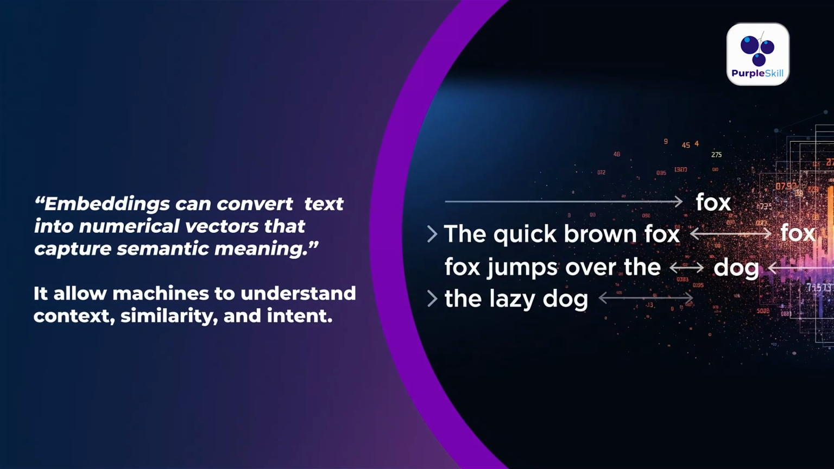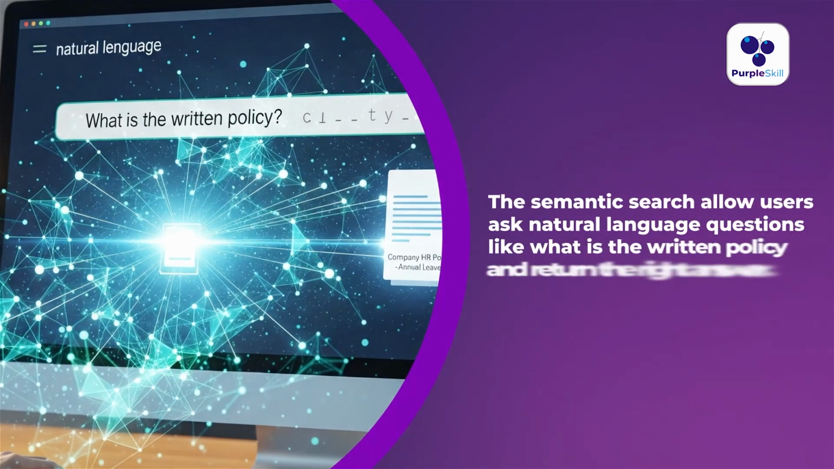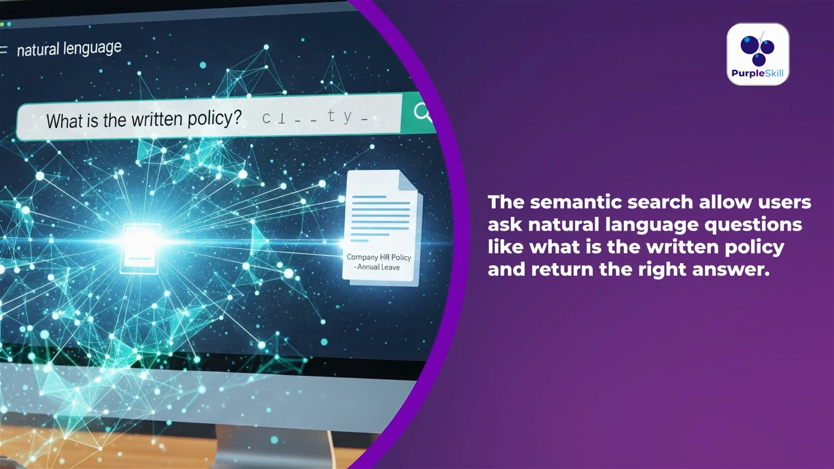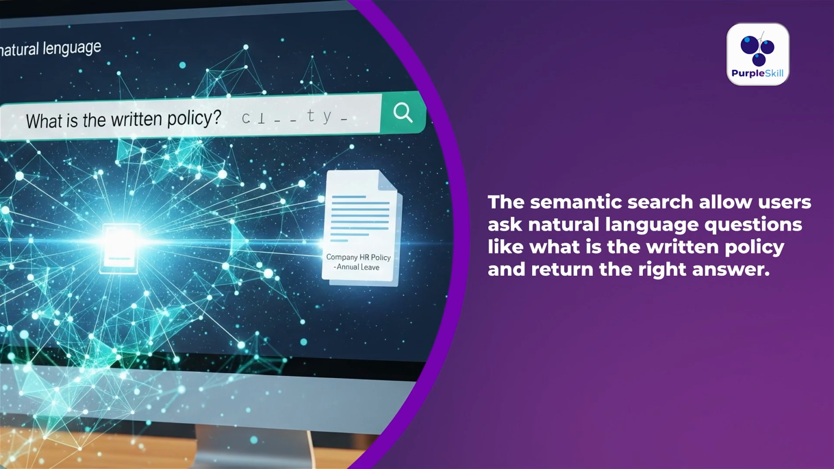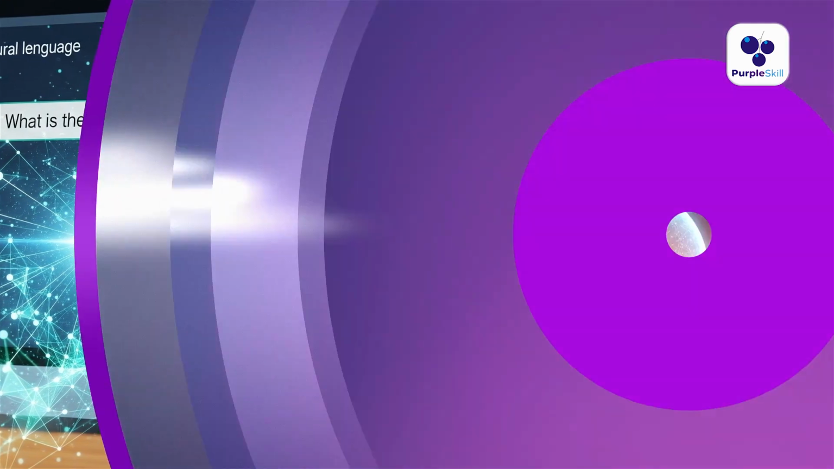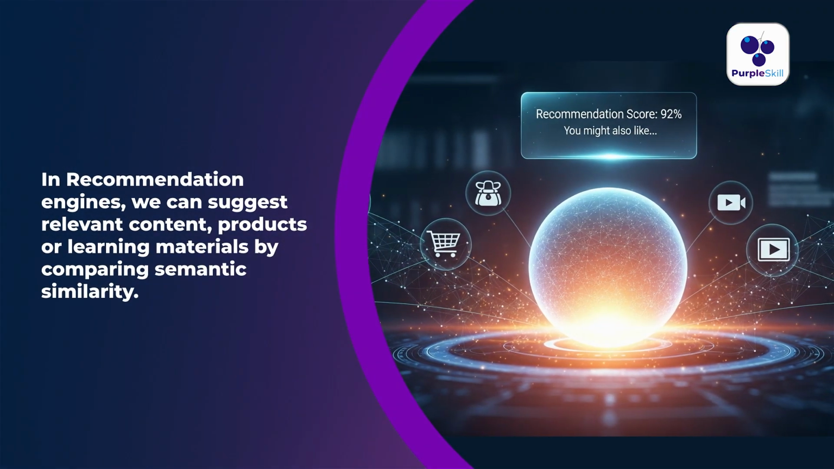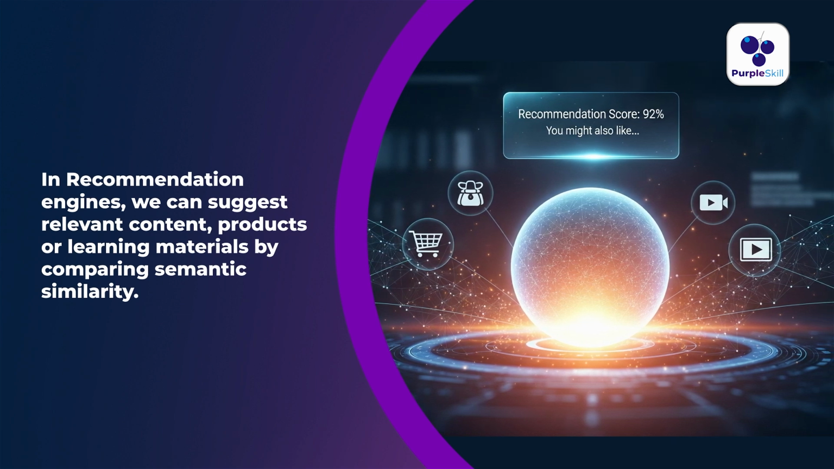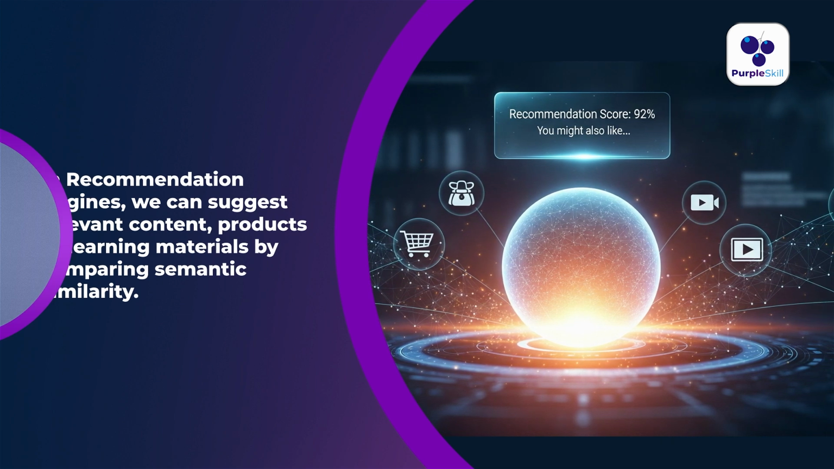The third one is embeddings. Embeddings convert text into numerical vectors that capture semantic meaning. It allows machines to understand context, similarity, and intent. Semantic search allows users to ask natural language questions like what is the return policy and returns the right answer. In recommendation engines, we can suggest relevant content, products, or learning materials by comparing semantic similarity.